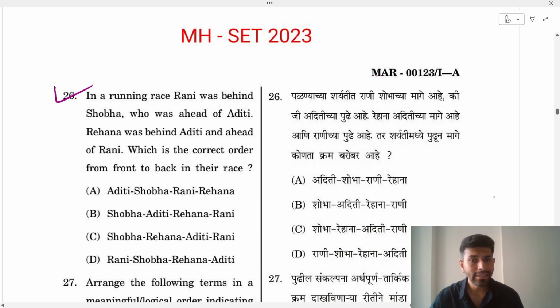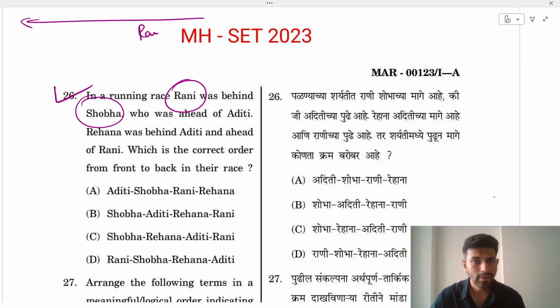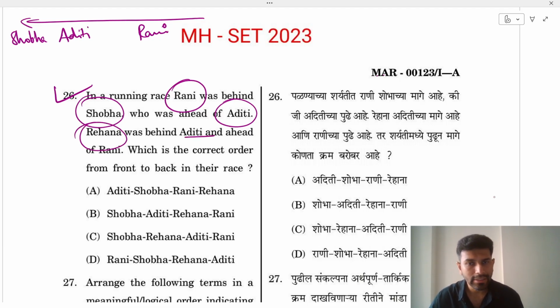Question number 26. In a running race, Rani was behind Shobha, who was ahead of Aditi. Rehana was behind Aditi and ahead of Rani. Which is the correct order from front to back? So Shobha, Aditi, Rehana, Rani is the correct sequence. Option B is the correct answer.